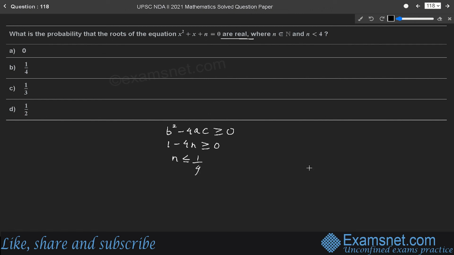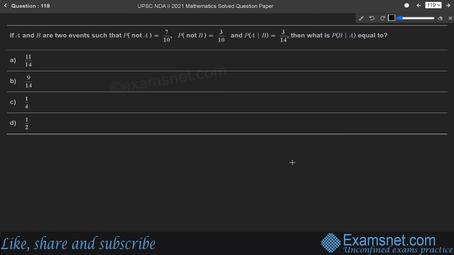So according to many students, this is the answer, which is 1 by 4, but it is not correct, because we must focus on the question. The question says that n belongs to the natural numbers, and if n is less than 1 by 4, then there are no natural numbers less than 1 by 4. Therefore we can say that since n belongs to natural numbers, no such value of n exists, which means the answer is 0. Therefore option number A is correct.